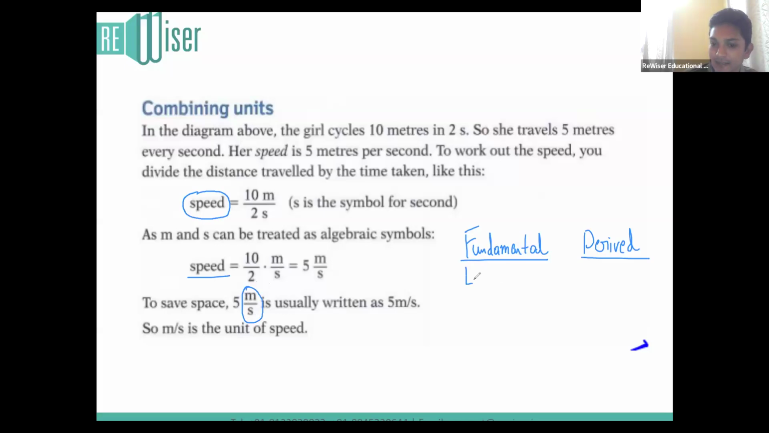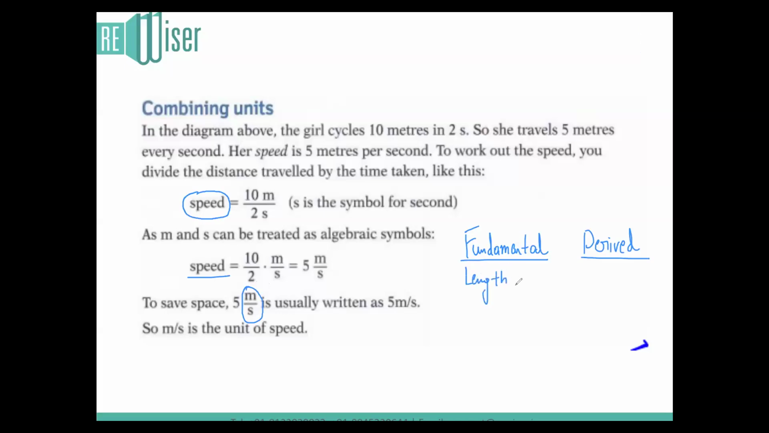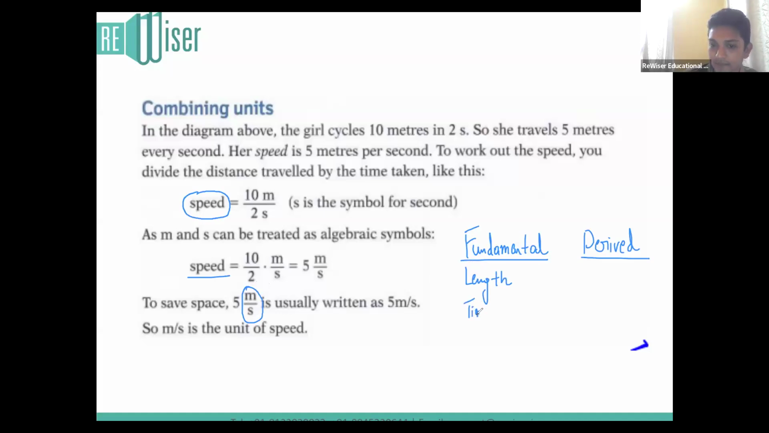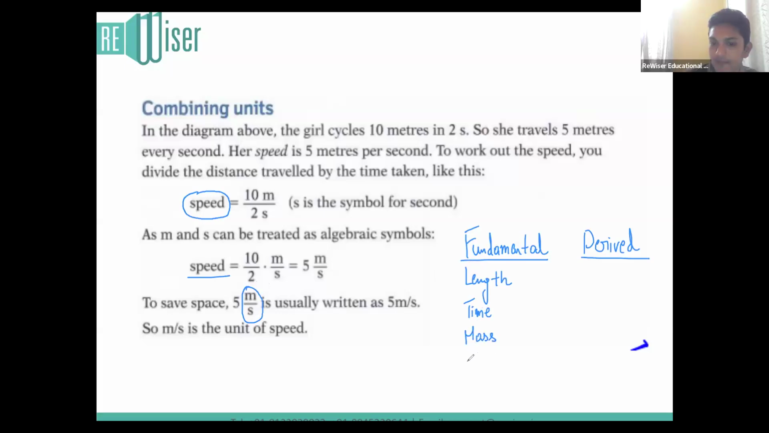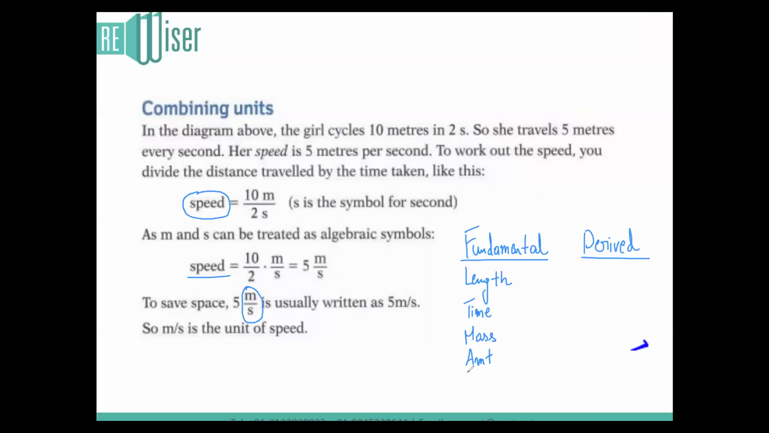I'll start. I'll take length. Length is a fundamental quantity. What else? And time. Correct. Time, mass. Okay. Just a second. This is from chemistry, amount of a substance. Yeah. Luminosity.